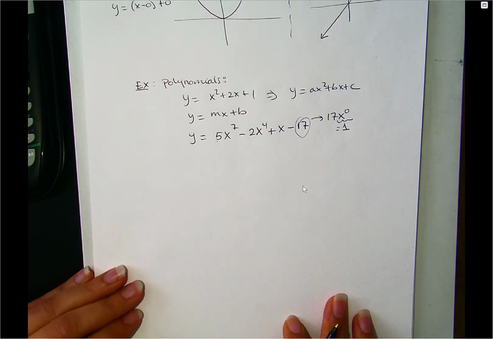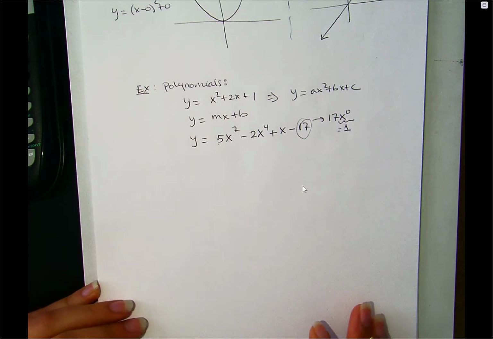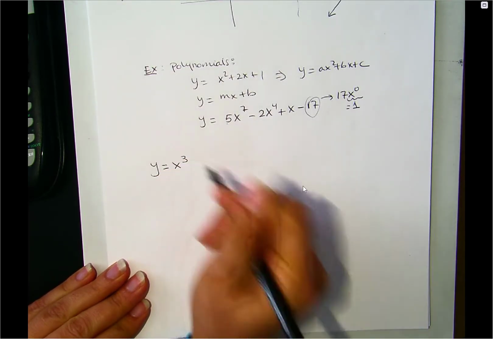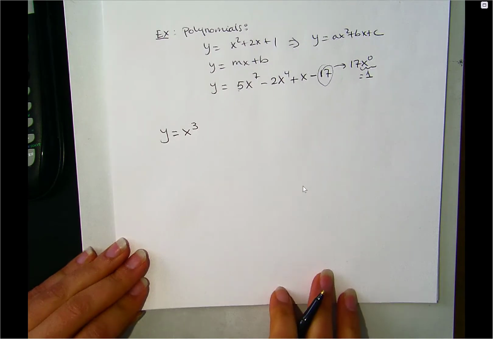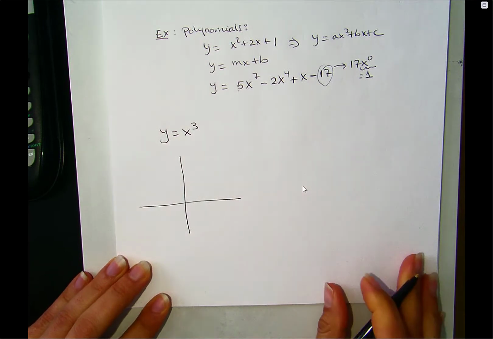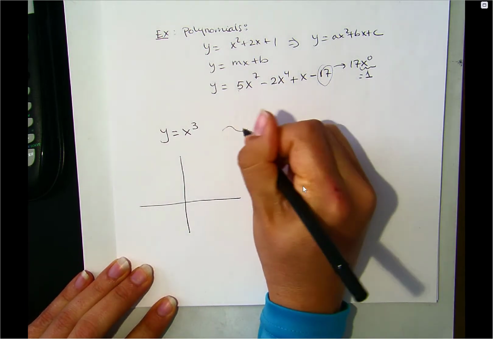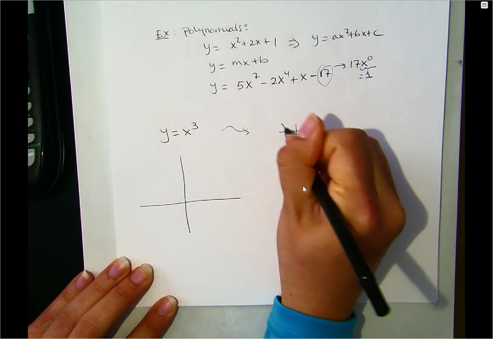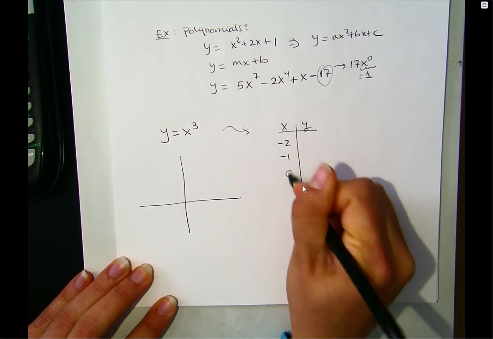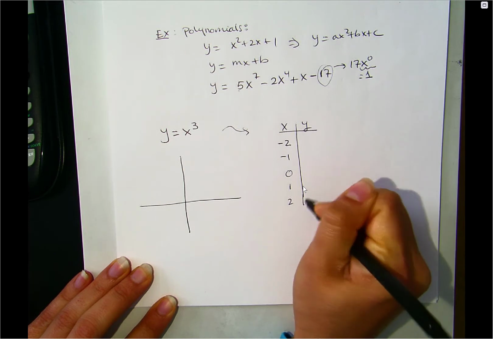So how do we graph other polynomials? I'll start with graphing y equals x cubed, to give you an example of something other than a quadratic or a linear. We're going to go ahead and choose some points. I'm going to go with my standards, minus 2, minus 1, 0, 1, and 2, and plug it in.